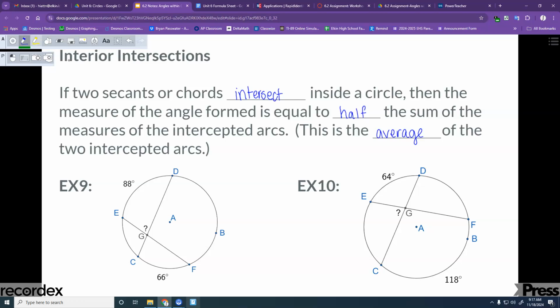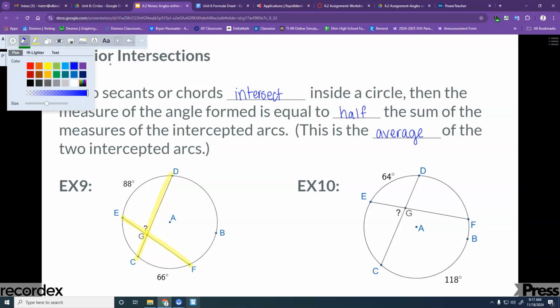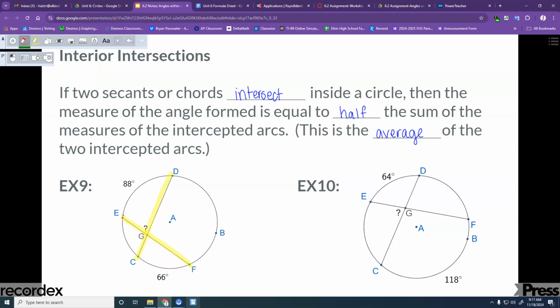When these happen, they typically don't go through the center, because if they go through the center, you can usually just use central angles, which is much easier than trying to do this. But we have two lines that are crossing inside of the circle somewhere. And this formula is telling you that this angle right here should be the average of the two intercepted arcs. And the two intercepted arcs would be these two right here.